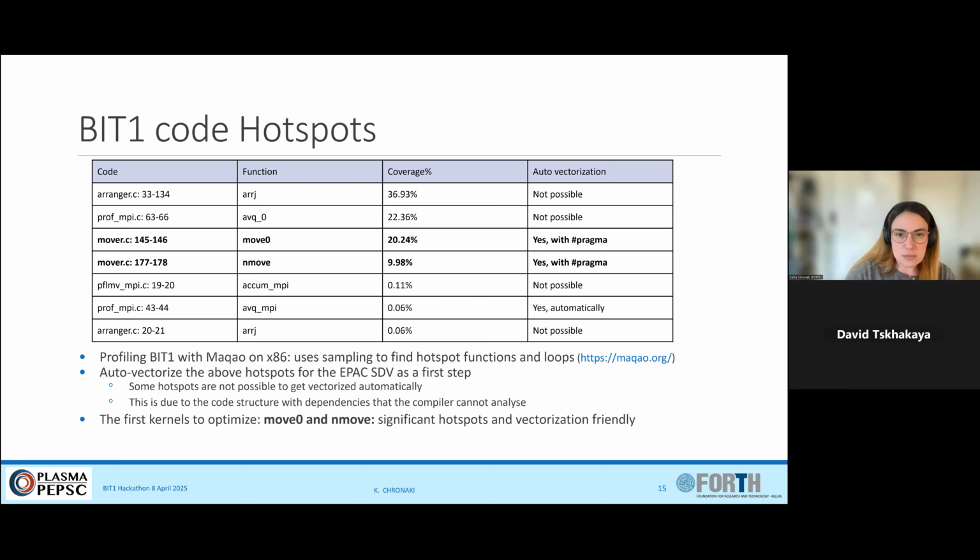This is similar to what Jeremy presented. It's basically a reproduction of the results. So the most time-consuming function was the arranger. Then was the AVQ. And after that, we found the mover functions, move0 and then move, which combined are around 30% of the execution time.